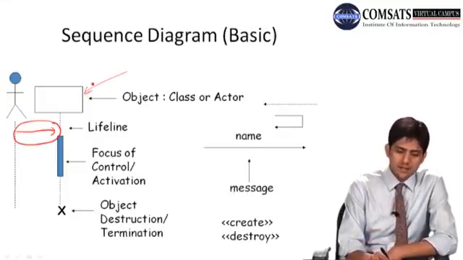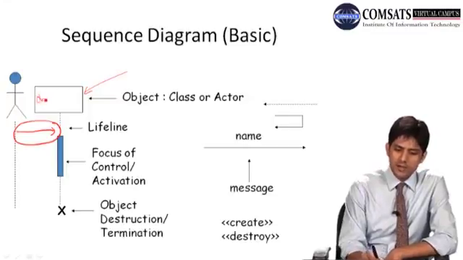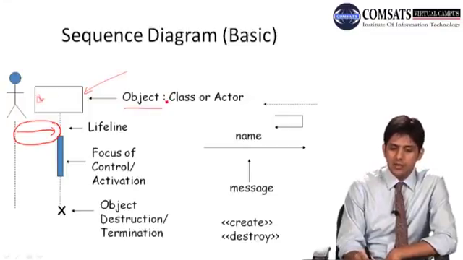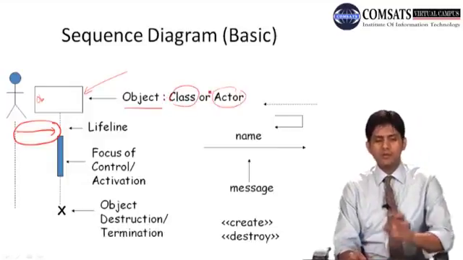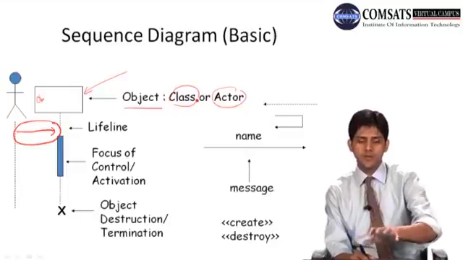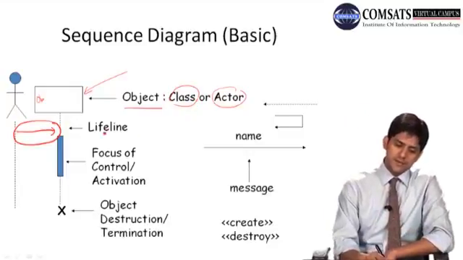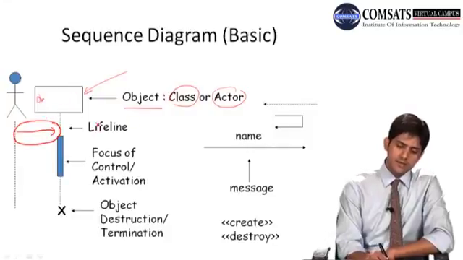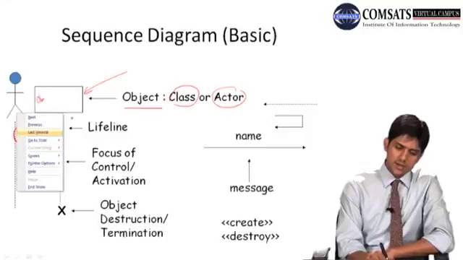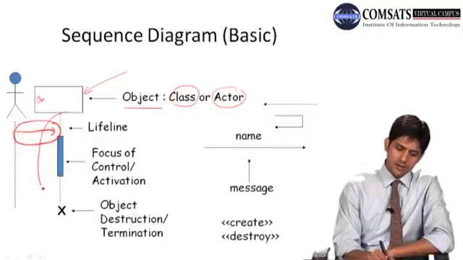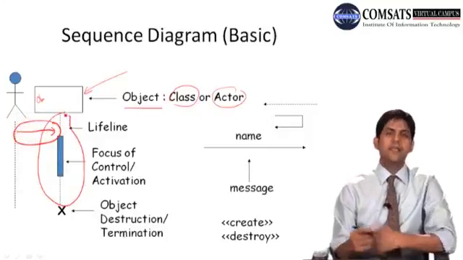And what is the syntax? We normally write the name of the object, like that, and then we have the colon, and then we write the name of the class or an actor. Whatever we are trying to represent, we normally do it like that. And then this dashed line under this rectangle represents the lifeline. So this shows that this class is active in this particular scenario starting from here till here. So this is the lifeline.